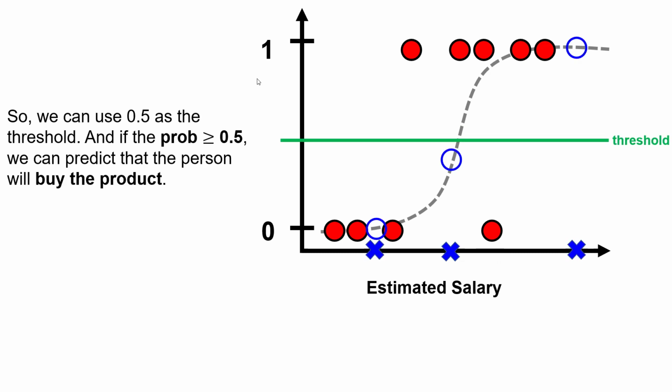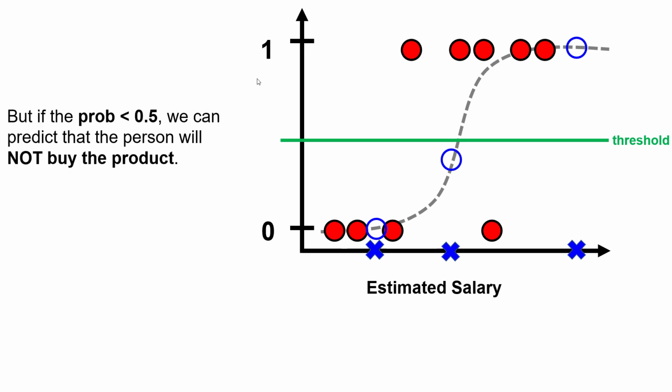So we can use 0.5 as the threshold. And if the probability is greater than or equal to 0.5, we can predict that the person will buy the product. But if the probability is less than 0.5, we can predict that the person will not buy the product.